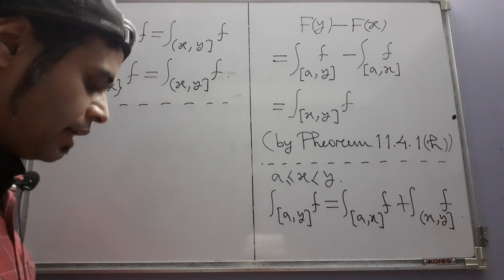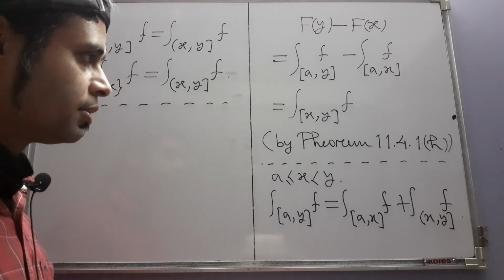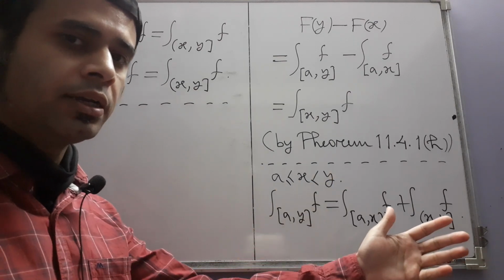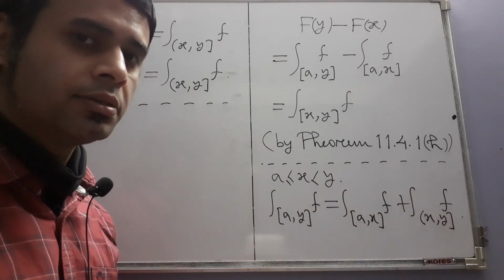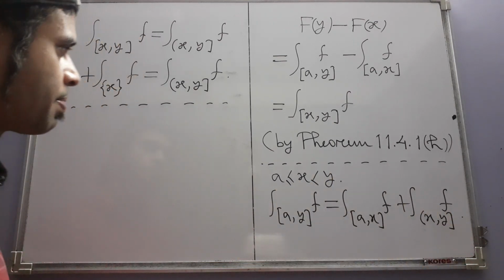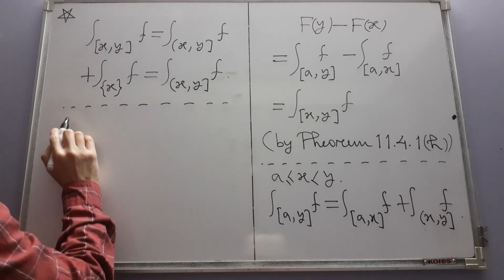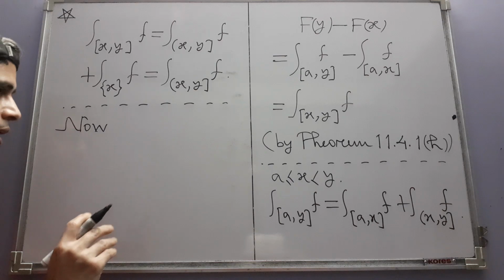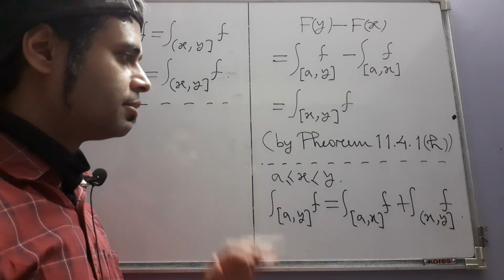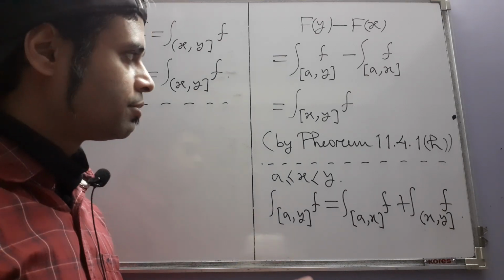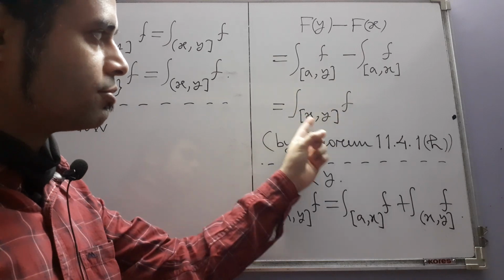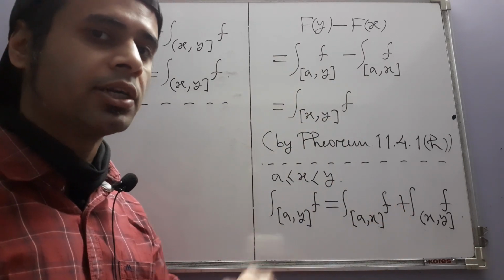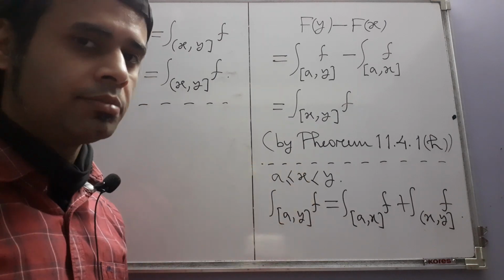So what do we do next with this? Now next we apply the fact that f is bounded above by capital M and below by minus capital M. So their integrals will also be related like that. For example, the integral of f that you see here will be less than or equal to the integral of capital M over that same interval.